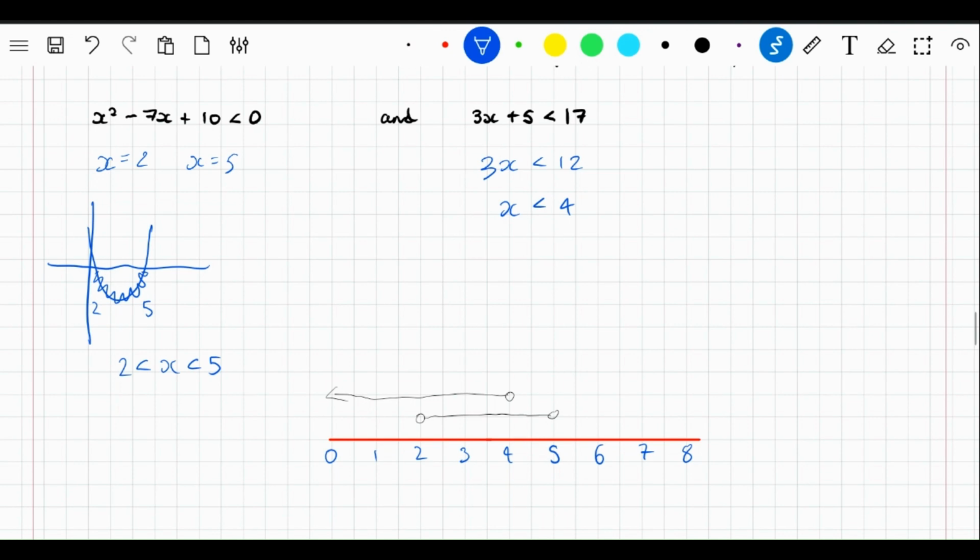Because there is an overlap here, we can put this back into set notation. So we can do the squiggly brackets, and we do x for values of x, and then we say x is going to be 2 to 4, which basically means for values of x, x is greater than 2, but also less than 4. So that is our final answer there.